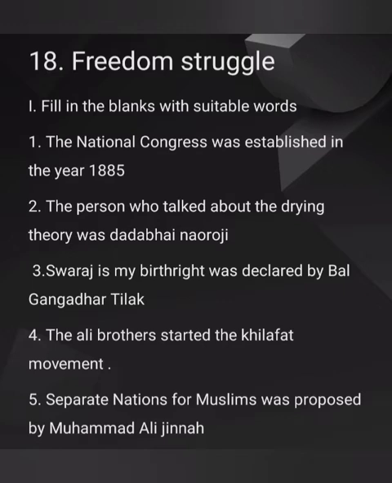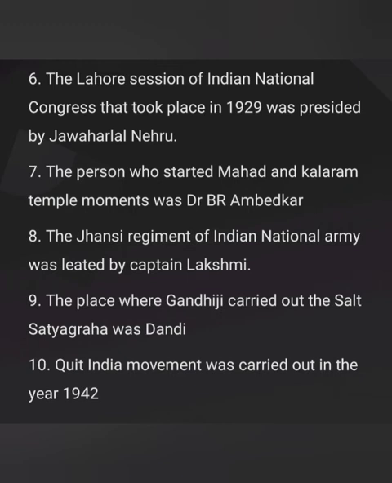Separate nations for Muslims was proposed by Muhammad Ali Jinnah. Next one is Lahore session of Indian National Congress that took place in 1929 was presided by Jawaharlal Nehru. Seventh one, the person who started Mahad and Kalaram temple movements was Dr. B.R. Ambedkar. The Jhansi Regiment of Indian National Army was led by Captain Lakshmi.